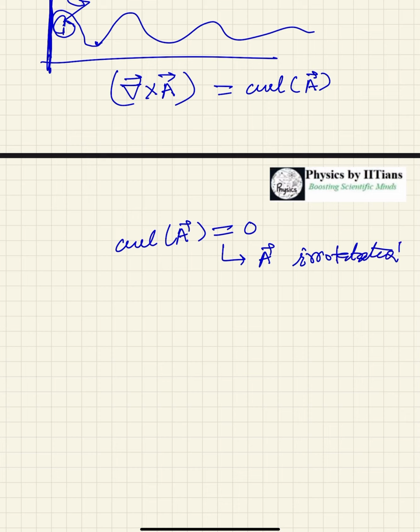And if this curl comes out non-zero, curl of any vector is not equal to 0, then you will say that vector A is rotating. So it is a rotational vector.